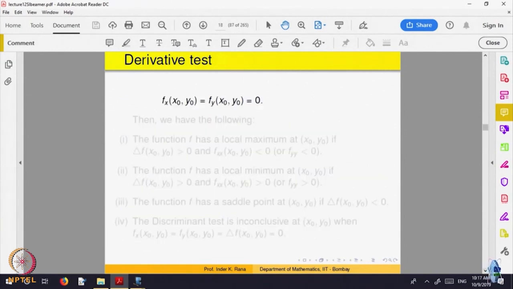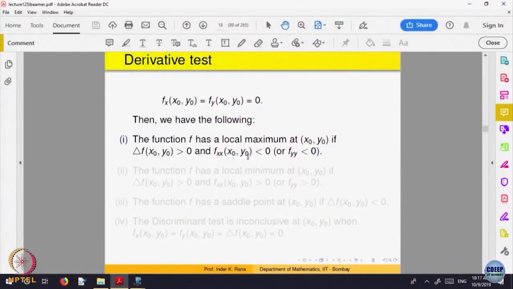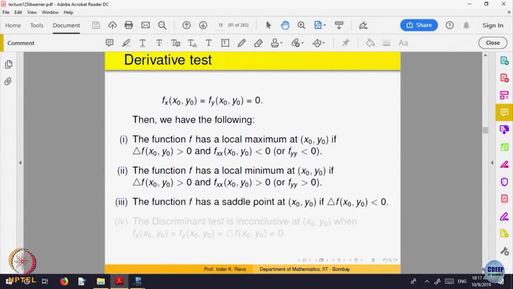So, here is a test. If at a point the first derivatives are 0, that is a necessary condition anyway for a point to be a local maximum or minimum. We are analyzing the critical points. What we can say further is, if the discriminant is bigger than 0 and the second derivative fxx is less than 0, which will also imply that fyy is less than 0, either of them can be looked at, then the function has a local maximum. And similarly, if the discriminant is bigger than 0 and the second derivative with respect to x is bigger than 0, both are bigger than 0, then this is a point of local minimum.